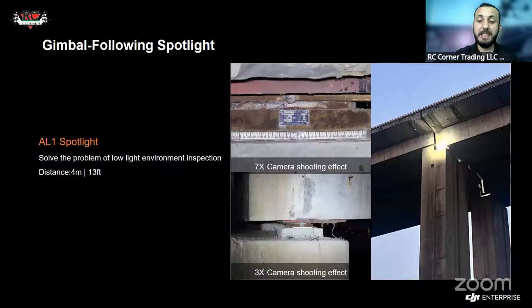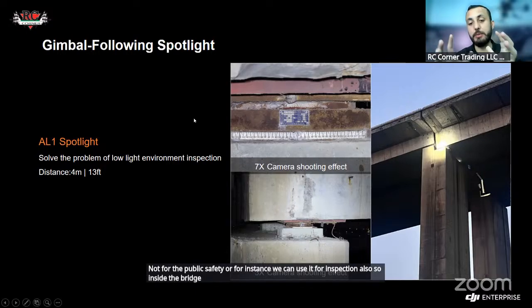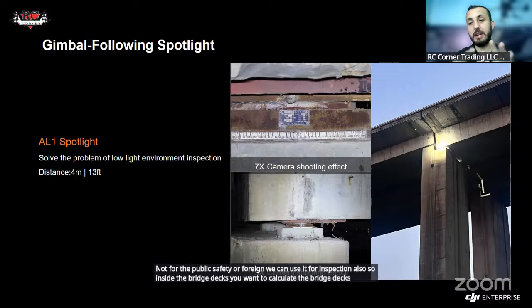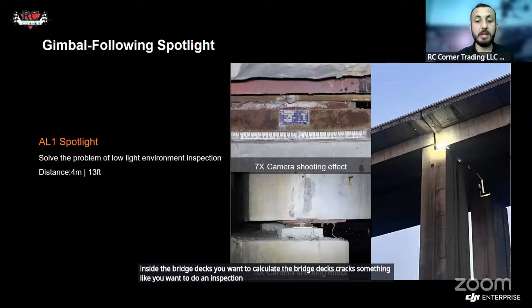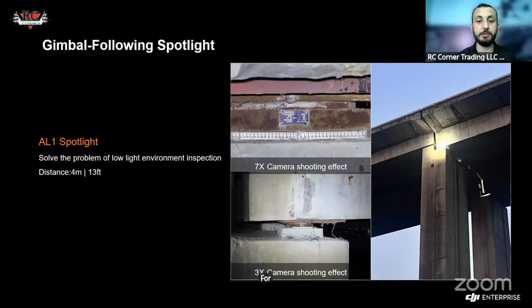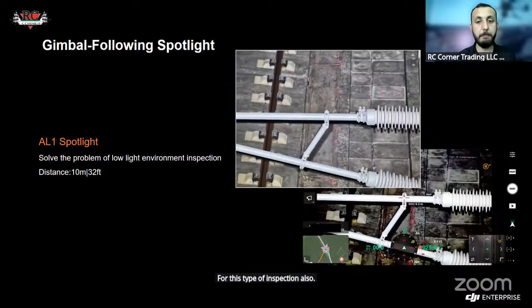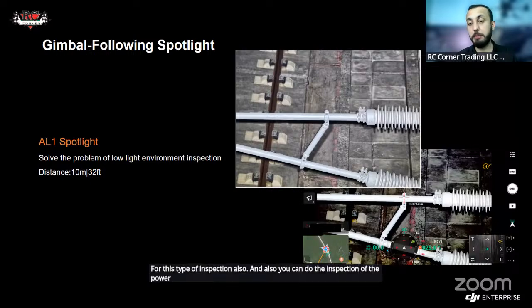Not only for public safety, we can use it for inspection also. So if you want to inspect the bridge, like bridge cracks, something like that, you can use this spotlight for this type of inspection also. And also you can do the inspection of power lines and transmission line joints. So in a transmission grid, you can also have it.